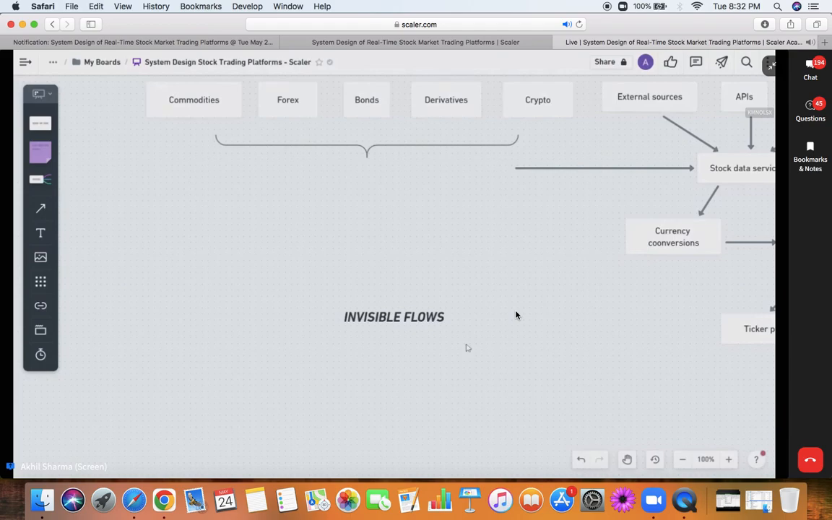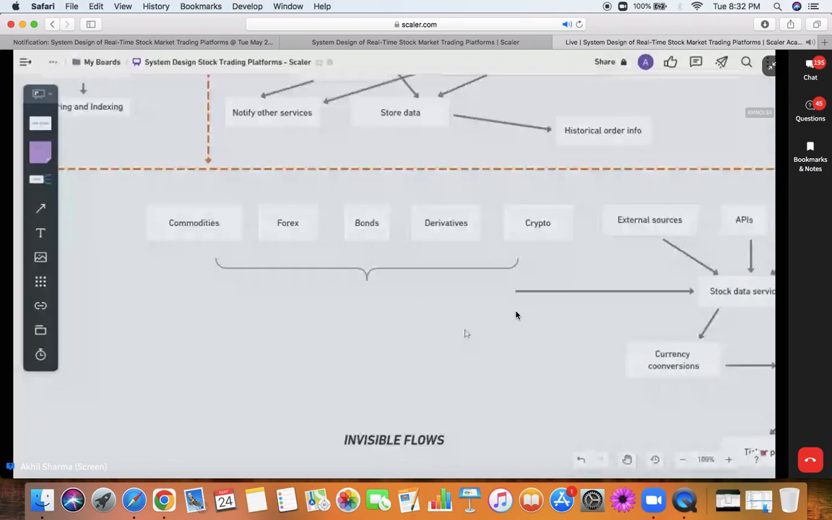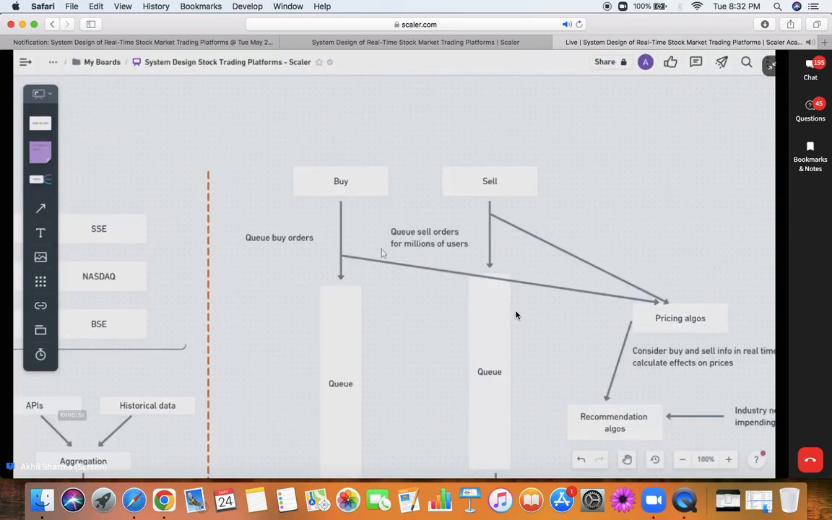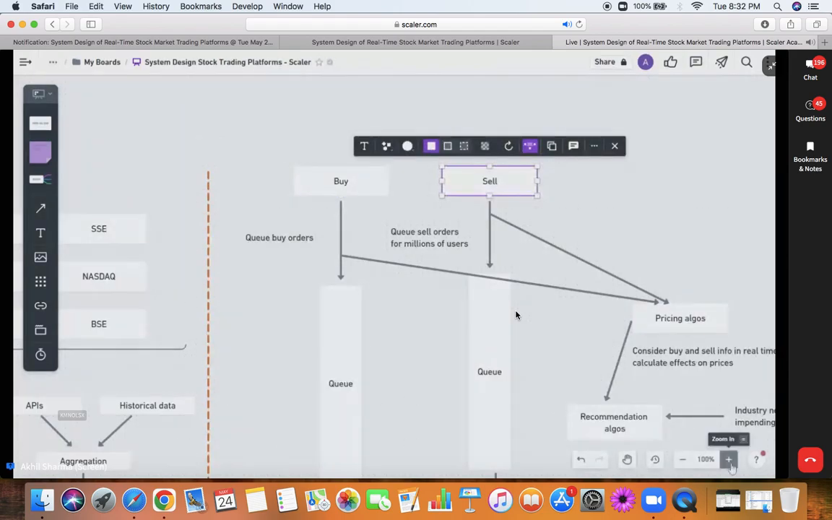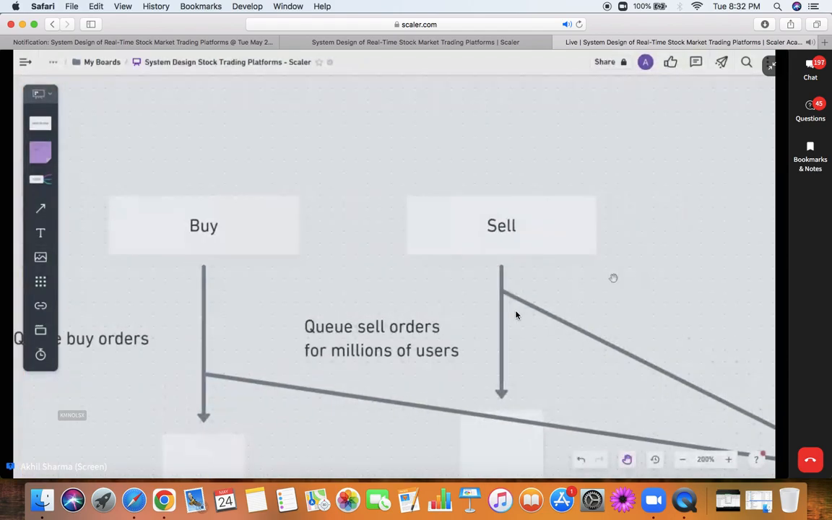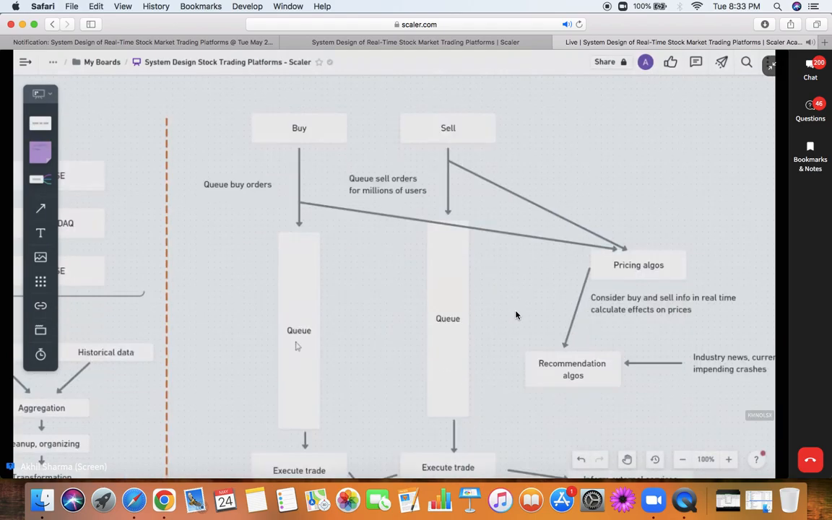You always want to consider the invisible flows or the invisible services, components, and modules. So what does that mean? Whenever these buy and sell orders are happening, we know they are happening in bulk. At any given point of time, you have thousands of buy and sell orders filtering through the system. To be able to handle that, you would want to use queues.